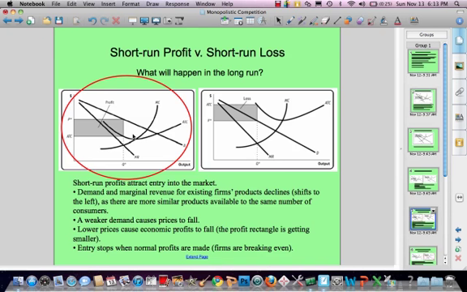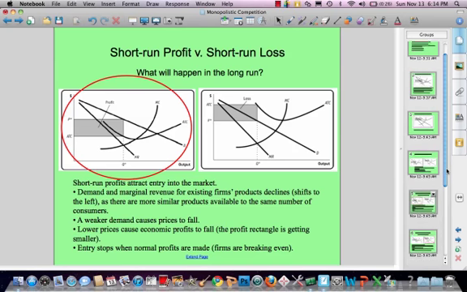So what happens? Short-run profits attract entry into the market. Demand and marginal revenue for existing firms' products declines or shifts to the left. Remember, that's because more firms enter the market and more similar products available to the same number of consumers makes any one firm's products less competitive. What happens when demand shifts to the left? Well, weaker demand causes prices to fall. Lower prices cause economic profits to fall because the profit rectangle is getting smaller, and entry stops when normal profits are made.